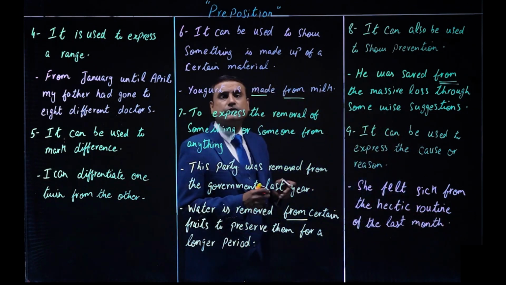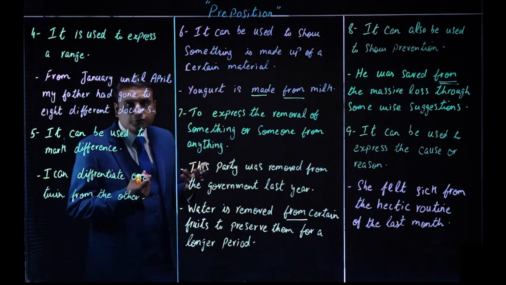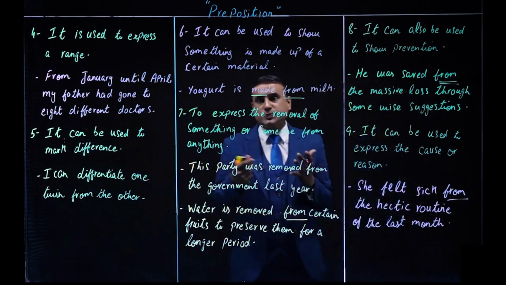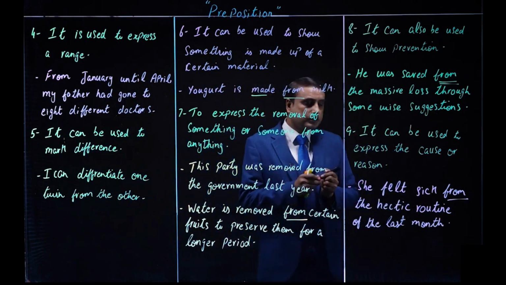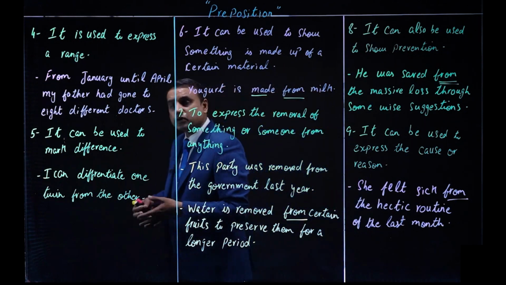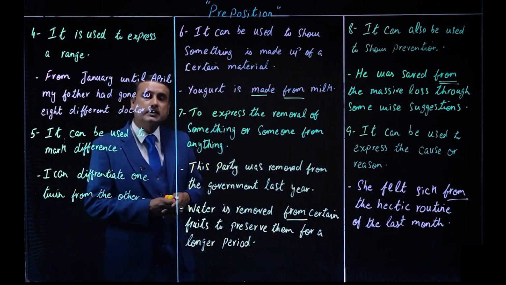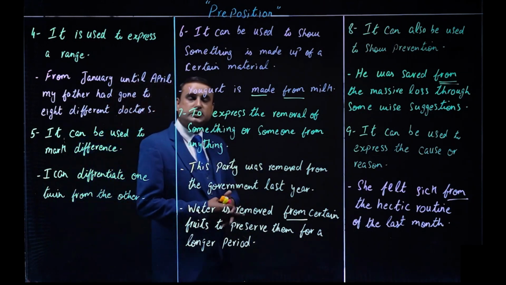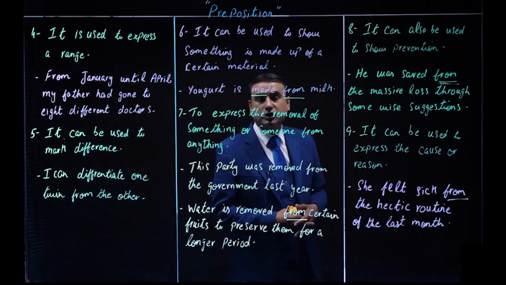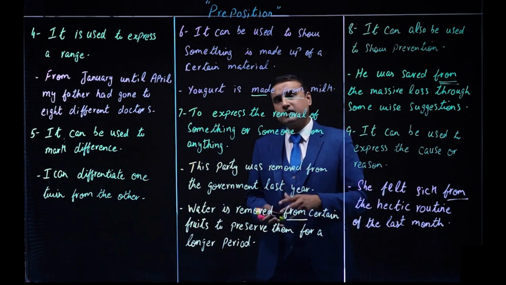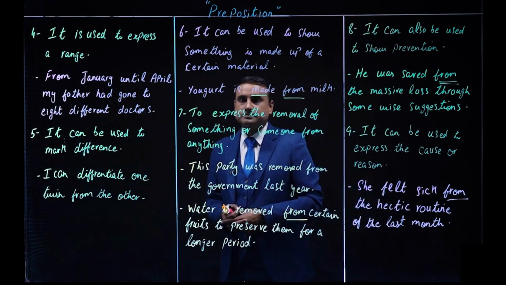Now this is something unfamiliar. You do not normally use from with sick, but it can be used to express the reason why she was feeling sick, because of the hectic routine of the last month. So this is how you can use all these prepositions to create different or to communicate different meanings. Let's have some more prepositions in the next chunk of our lecture.